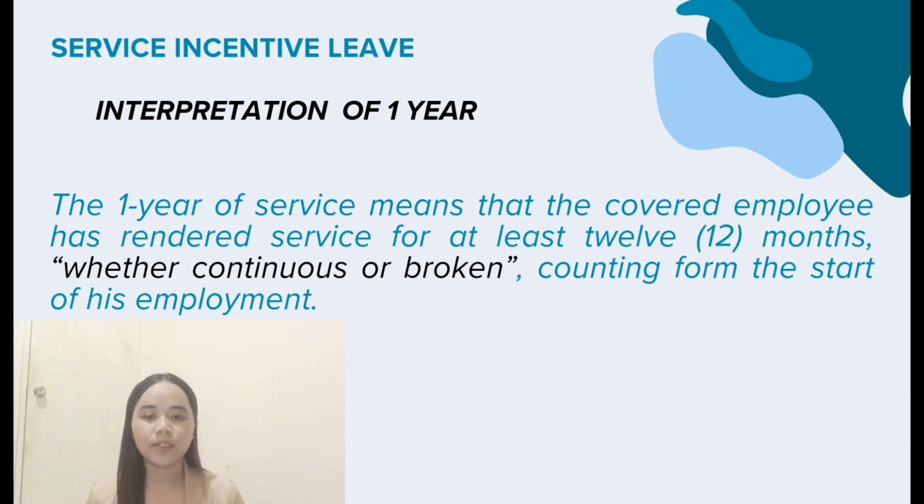Interpretation of 1 year. The 1 year of service means that the covered employee has rendered service for at least 12 months, whether continuous or broken, counting from the start of his employment. The phrase whether continuous or broken means that the counting of the 1 year is continuous even if the employee did not work for several weeks or months within the said year. For example, the maternity leave period availed by women employees is included in the counting of 1 year. The same goes for paternity leave and all other kinds of applicable leaves, as well as situations where employees are unable to work through no fault of their own, such as being hospitalized due to an illness or accident.